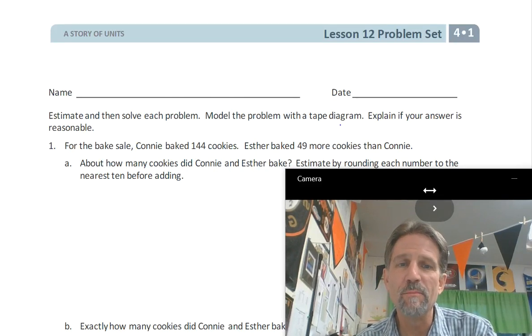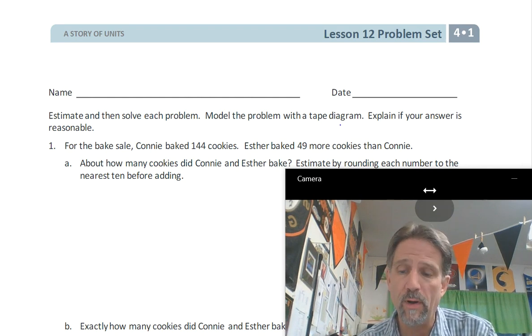Alrighty, welcome to Module 1, Lesson 12, the problem set. And in this module, we are going to solve multi-step word problems using the standard algorithm, modeled with tape diagrams, and assess the reasonableness of our answer using rounding. All right, sounds like a mouthful, so let's get started.